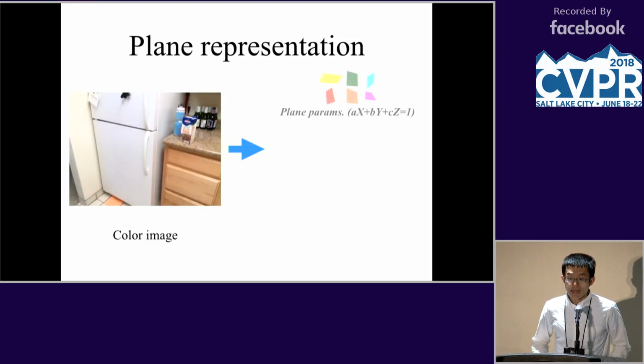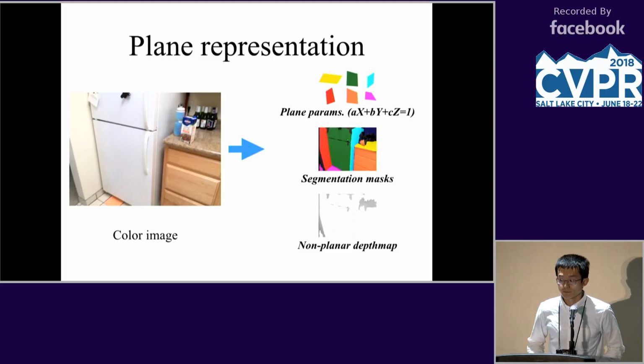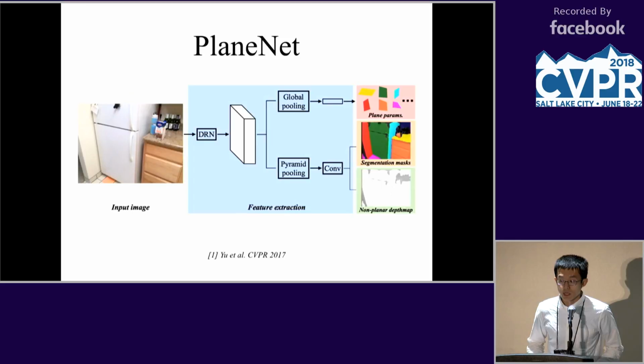From an input RGB image, we'll extract a set of planes. Each plane is represented by 3 parameters. Here we assume the maximum number of planes is 10, so we estimate 10 by 3 parameters, with some of them being empty. We also predict a 2D mask for each plane to define its scope. For non-planar regions, we predict per-pixel depth values. We train a neural network based on dilated convolution to predict 3 types of information simultaneously.